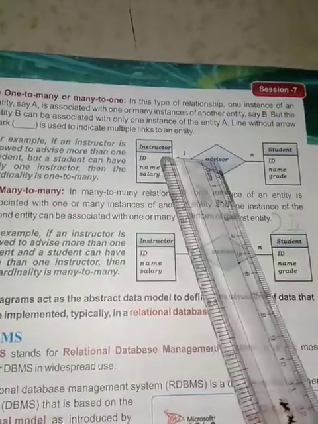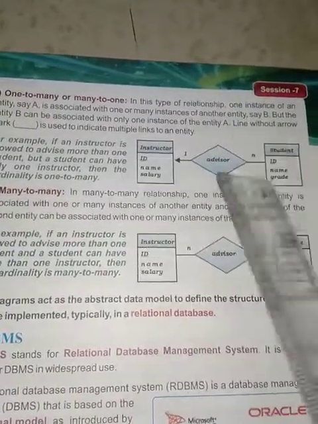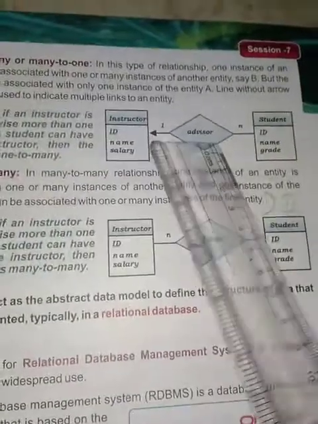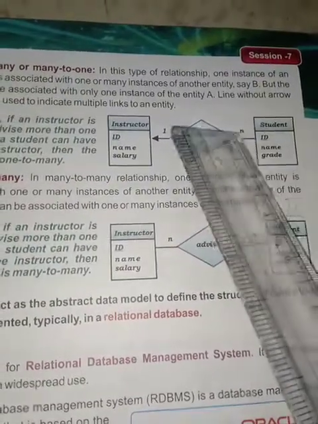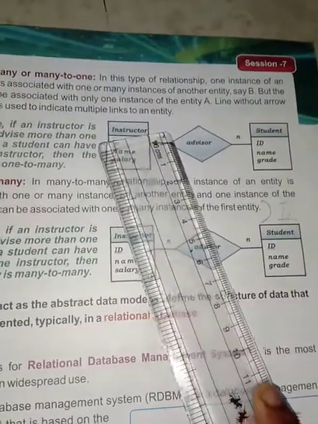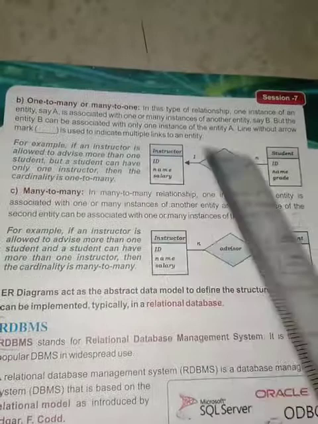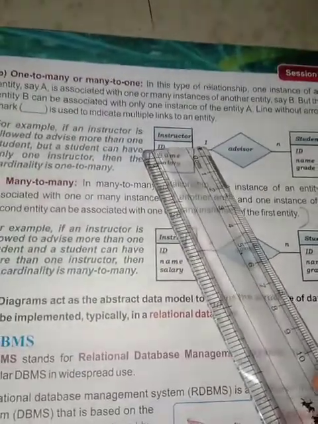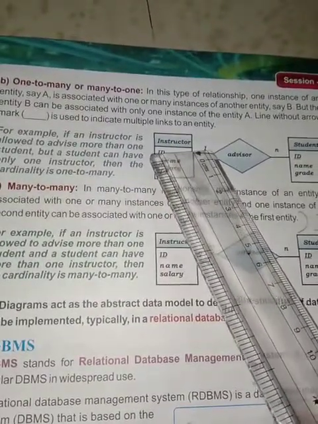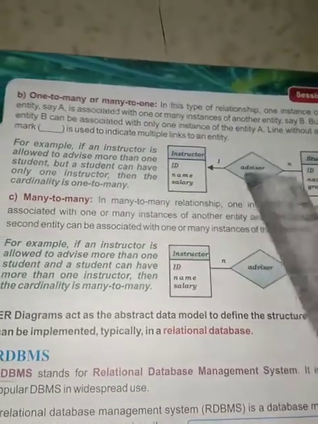So n students can have only one instructor. One instructor can have n number of students. So the instructor can advise n number of students, but for n students only one instructor is required. This is one to many. You have to write the cardinality here on the above arrow mark, 1 n. So this indicates it is one to many or many to one relationship.